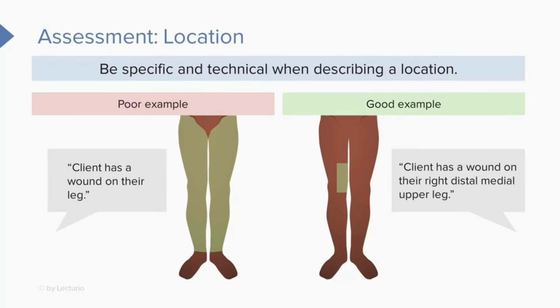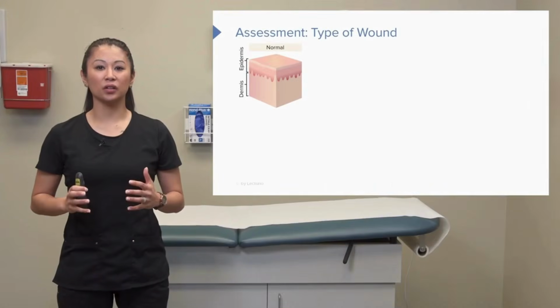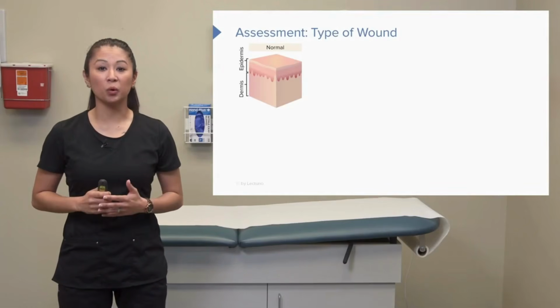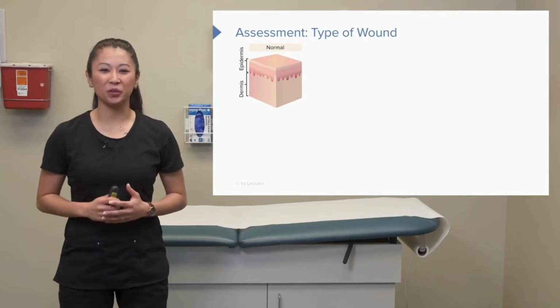So let's take a look at this other slide. This is a much better description, such as: client has a wound on their right distal medial upper leg. That's much more specific than the previous example. So now let's take a look at the different types of wounds. This is going to be really important because it's going to determine how we treat it.